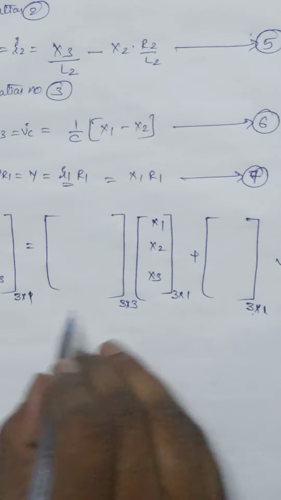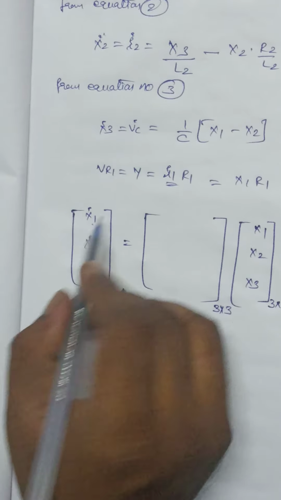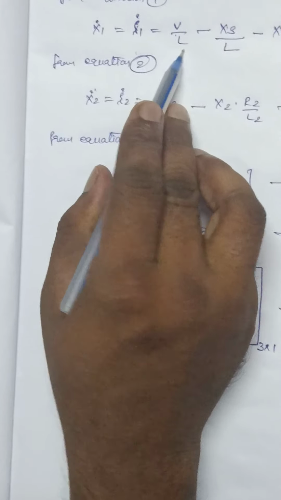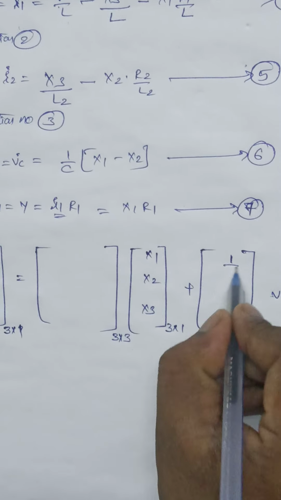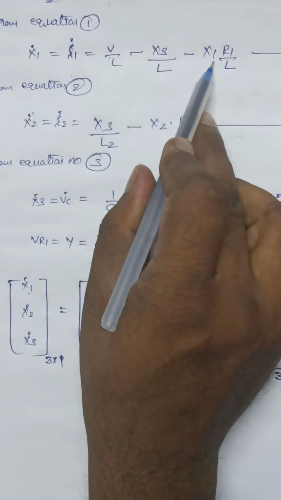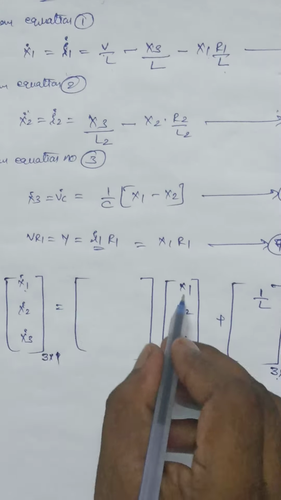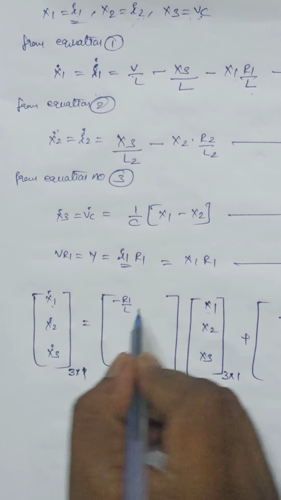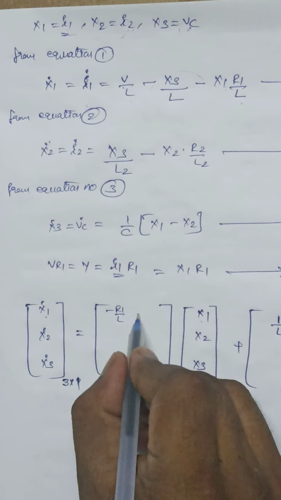Here x1 dot is equal to V by L, so the B entry is 1 by L. Then the x1 coefficient is minus R1 by L. There will not be any x2 here, so it is 0.